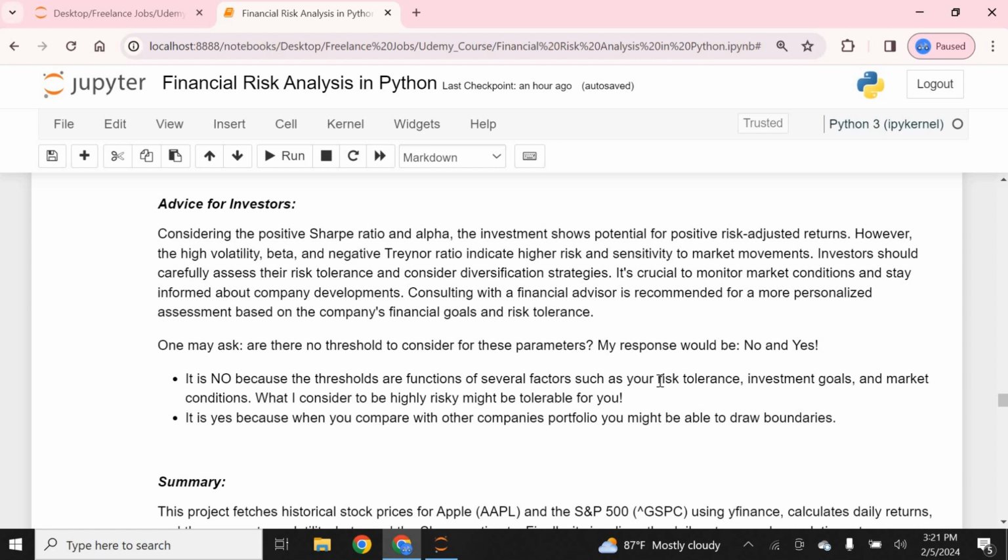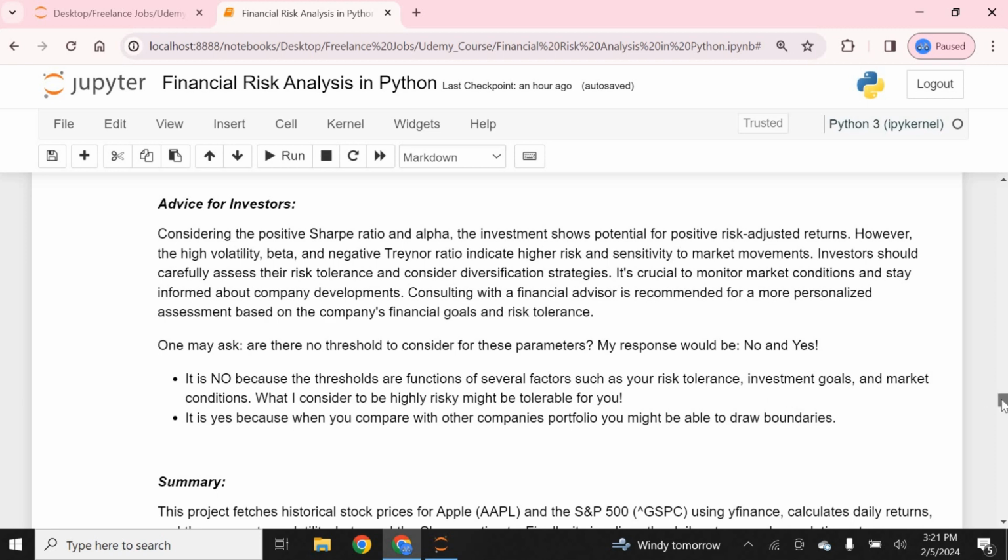Then investment goals. If you are investing massively, all these small variations in the stock price might not really affect you so much. And also the market conditions. Just like when COVID-19 happened, a lot of stuff happened. A lot of things that people never predicted happened. Then what I consider to be highly risky might be tolerable for you. So it is yes, because when you compare with other company portfolios, you might be able to draw boundaries.